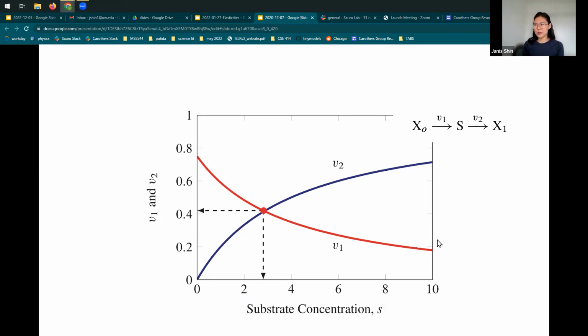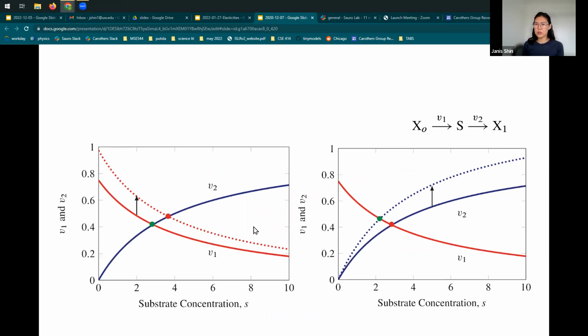When we plot V1 and V2 as a function of substrate concentration, you can see that where they intersect marks the steady state point. And at the steady state point, of course, both of them are at the same rate value. And when you drop a vertical line from this point here, that gives you the steady state concentration of S.